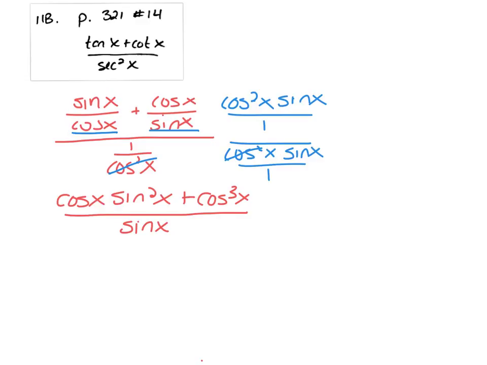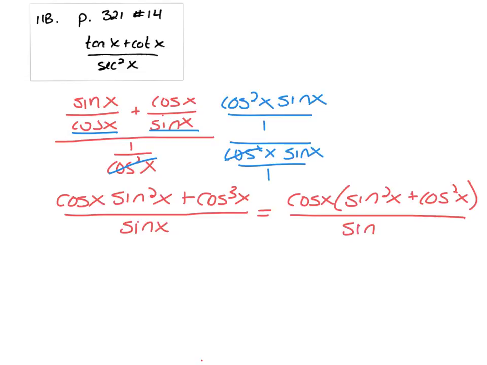Now, the numerator is actually going to, there's a little trick here. I'm going to factor out the common factor of cosine of x. So that was a little bit of foresight on my behalf. I noticed that if I factored out the cosine of x, I'm left with sine squared of x plus cosine squared of x. And remember, this is a Pythagorean relationship. This equals 1.